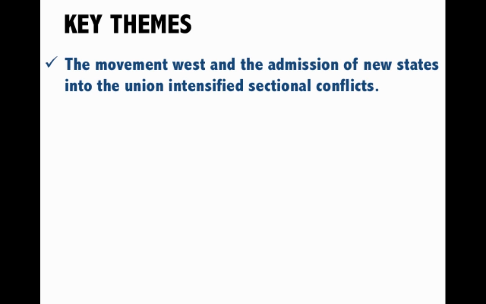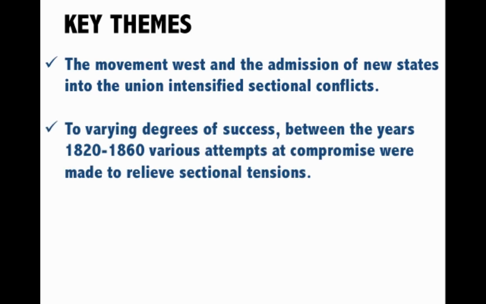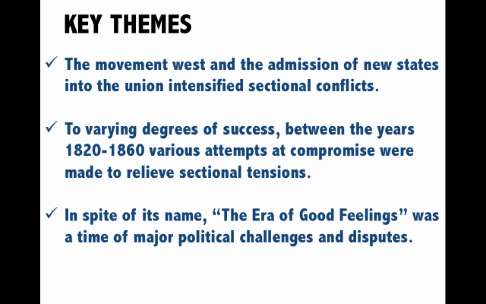Some key themes for today's lecture. 1. The movement west. As the nation expanded, the admission of new states into the Union intensified sectional conflicts. Second key theme, to varying degrees of success between the years 1820 to 1860, various attempts at compromise were made to relieve sectional tensions. And the third thing I want you to keep in mind is, in spite of its name, the era of good feelings was a time of major political challenges and disputes.